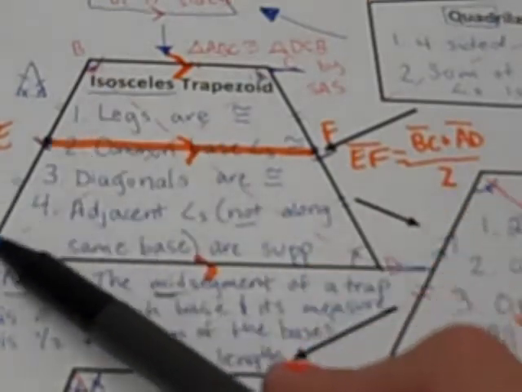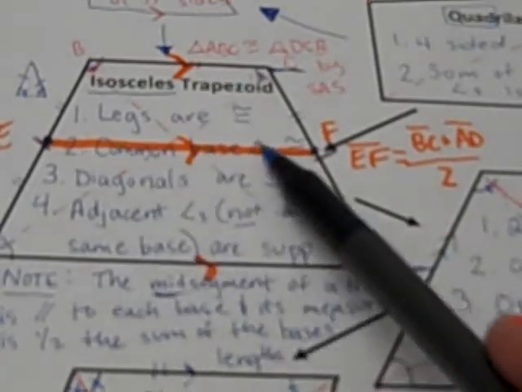In addition, we have this wonderful note that the mid-segment, which is going to meet right in the middle of each of the legs, is parallel to the two bases and is actually equal to the base plus the base divided by 2. Top plus bottom divided by 2.